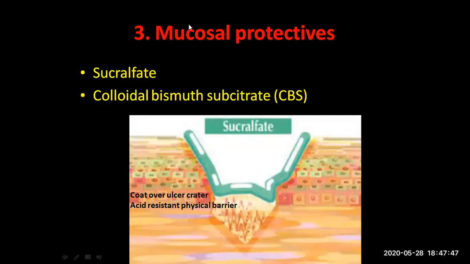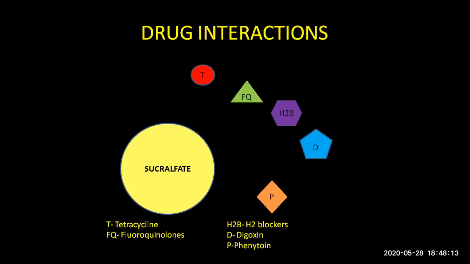Now coming to the third major group, mucosal protectives, we have sucralfate and colloidal bismuth subcitrate here. Sucralfate is commonly prescribed in general practice. It acts by coating over the ulcer crater. It acts as an acid resistant physical barrier over the ulcer, thereby preventing further action of acid and erosion of the ulcer.